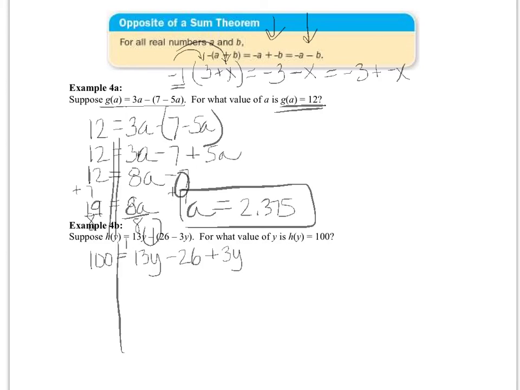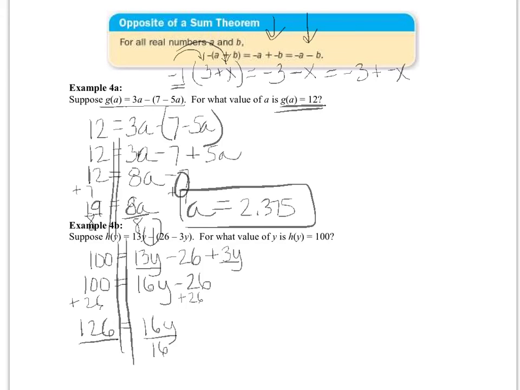Now let's solve. Let's combine like terms on the one side. We have 13y and 3y, so that's 16y minus 26. Let's add 26 to both sides. So we have 126 equals 16y. Let's divide both sides by 16. And y equals 7.875.